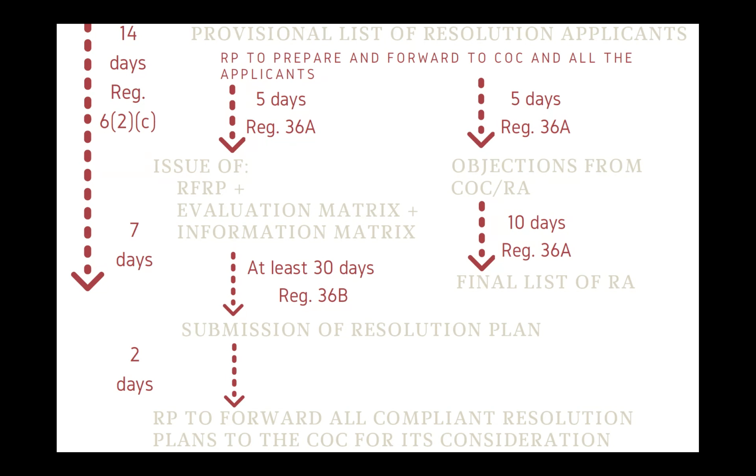What are they? Number 1, RFRP, request for resolution plan. Number 2, evaluation matrix. And number 3, information memorandum. I'm sorry, it's not matrix, it's memorandum. RFRP, request for resolution plan.